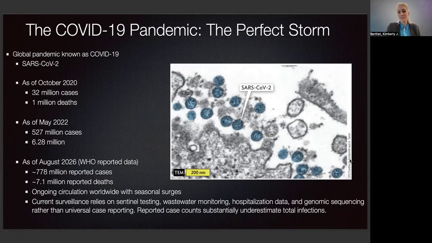Wastewater can be tested. Of course, we have hospitalization data too when patients come in and get diagnosed, genomic testing. But it is a little bit different looking at how we report COVID today versus before. And I think this is a great image here.